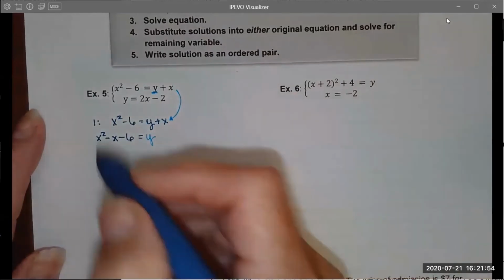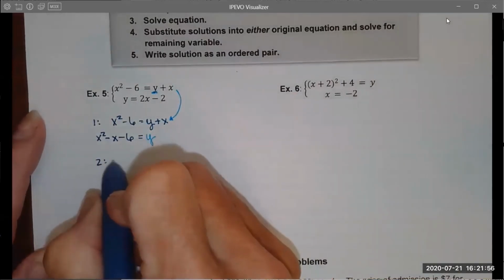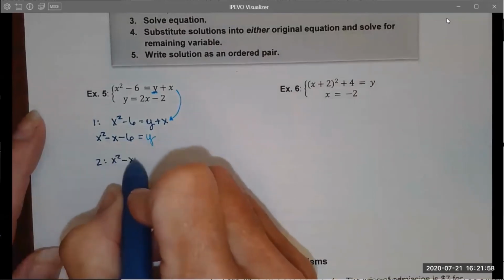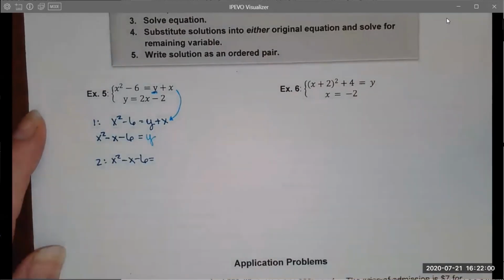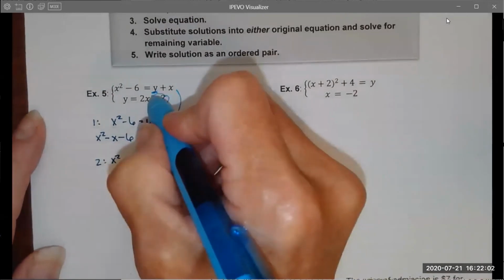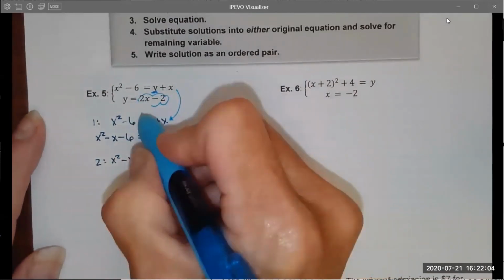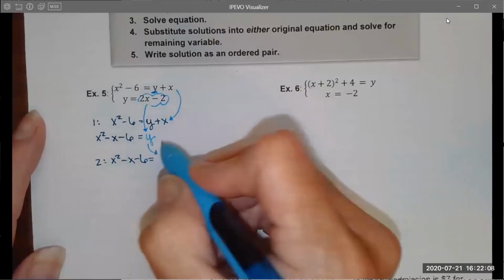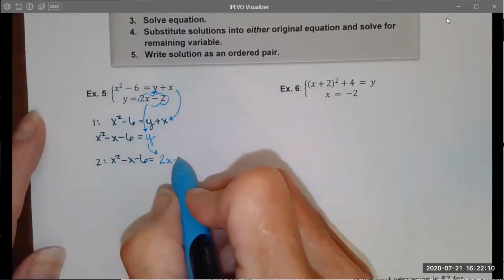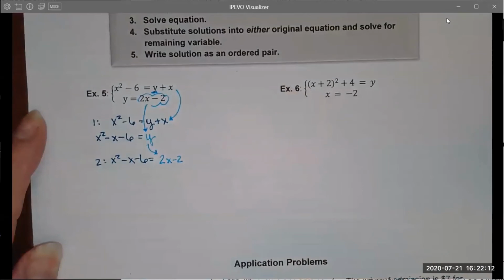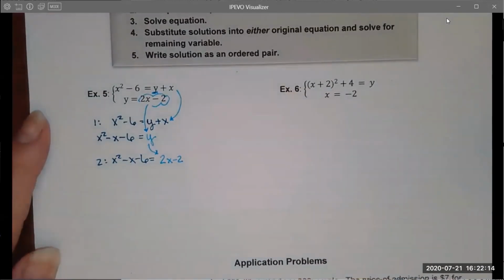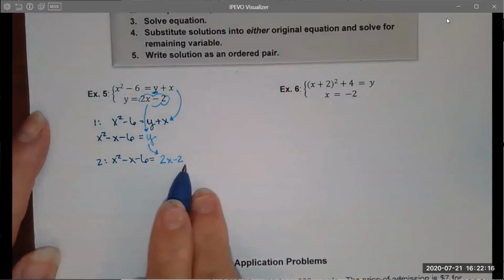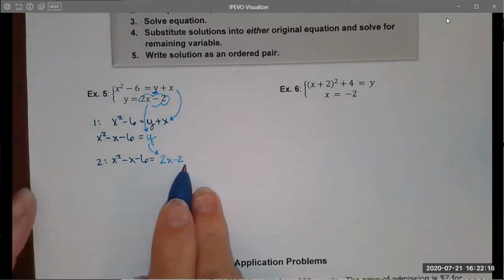And when I do that, I continue. This is step 2. I've got x squared minus x minus 6. But instead of writing a y value, I'm going to take this and put it in. I guess I drew too many arrows here. I'm going to put it in here. So I'm going to use 2x minus 2 instead of the y value. All right, so now I notice I only have one variable, so I can solve for x.